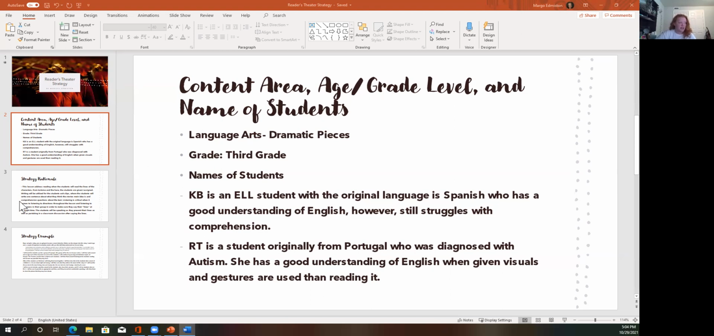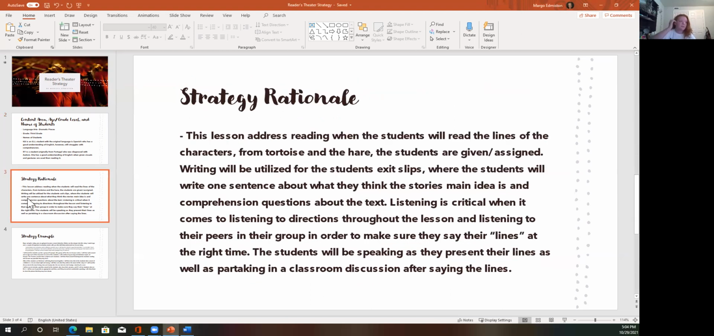My rationale for this lesson would be: this lesson addresses reading, with students reading between the lines of the characters, the tortoise and the hare, and the other characters. The students will then become the characters that they are given or assigned. Writing will be utilized for the students through exit slips, where the students will write one sentence about what they think the story's main idea is and comprehensions about the text.